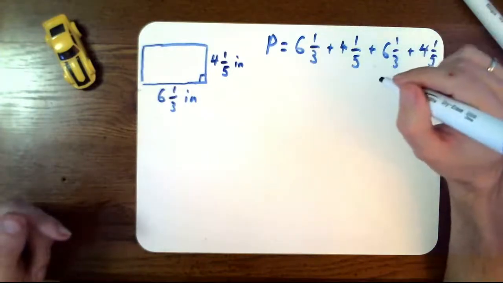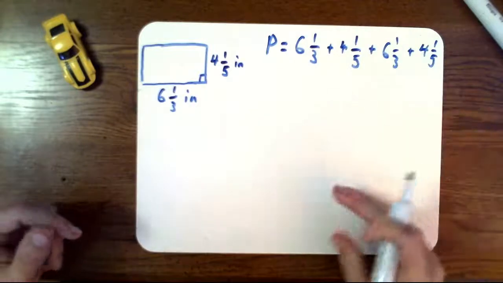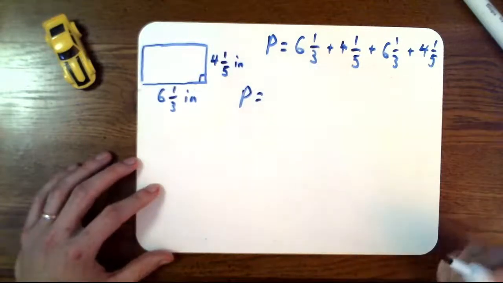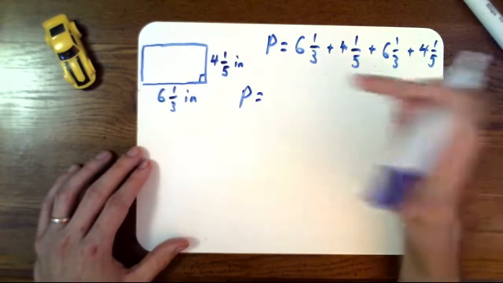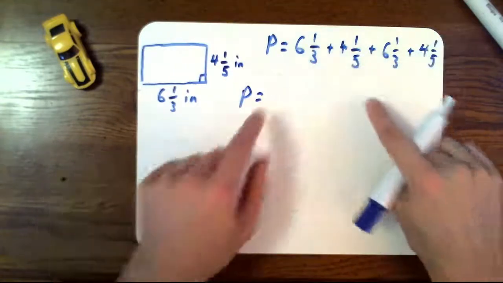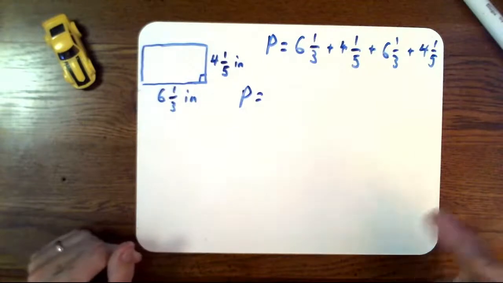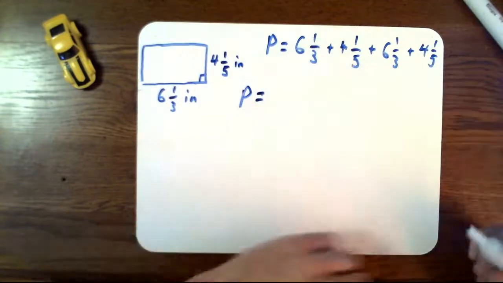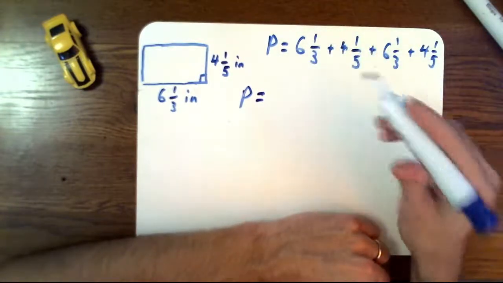I did mention though in the last video that there was a way to add all these together without changing to improper. Which it might be easier just to go to improper. Because you could just add all the whole numbers separately and then add all the fractions separately. But I think I actually want to do this the improper way. So we have to change all of these into their improper forms.